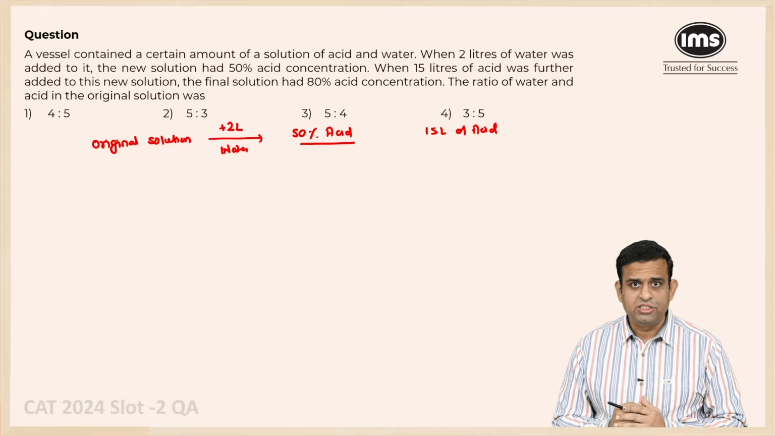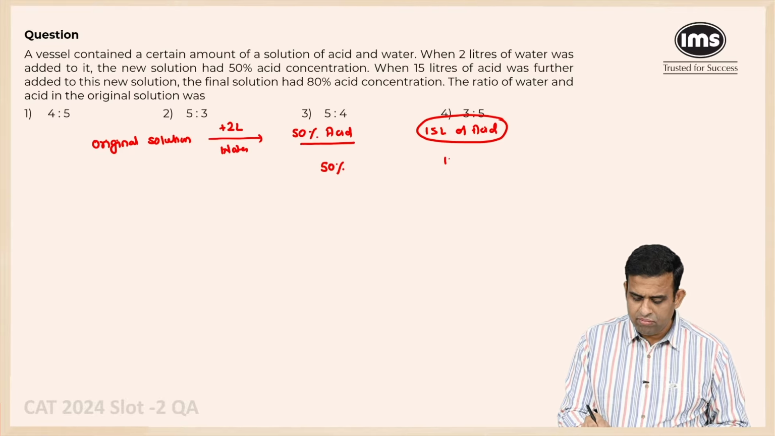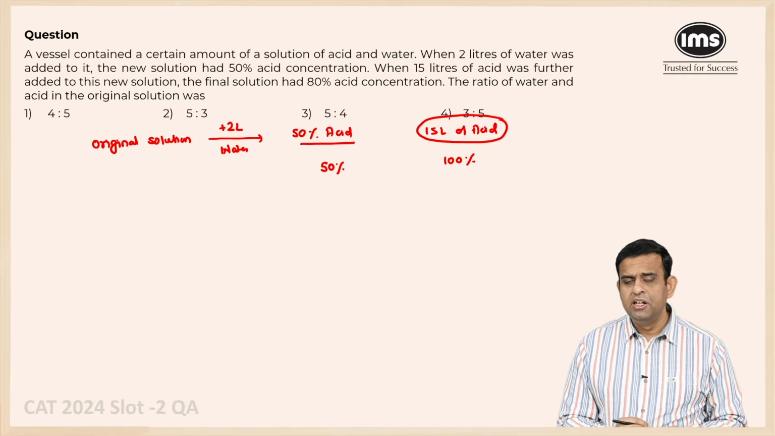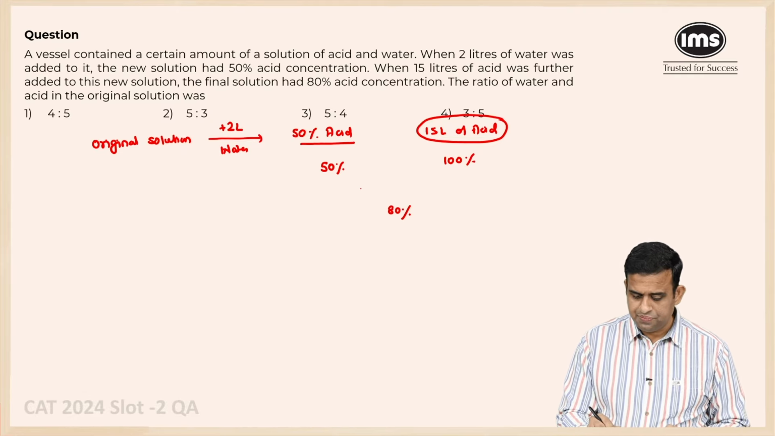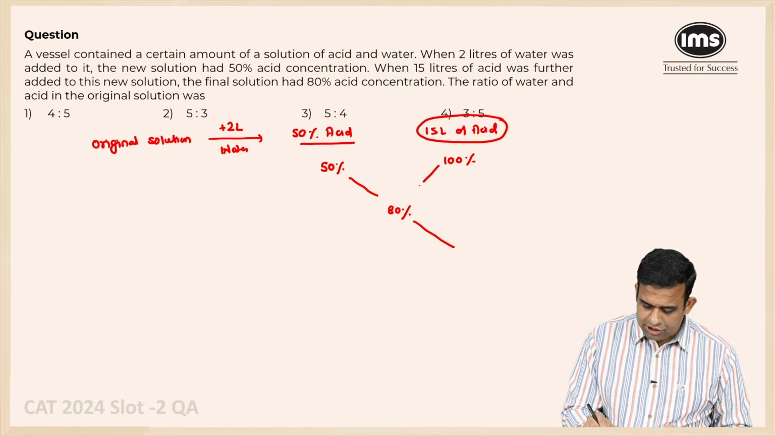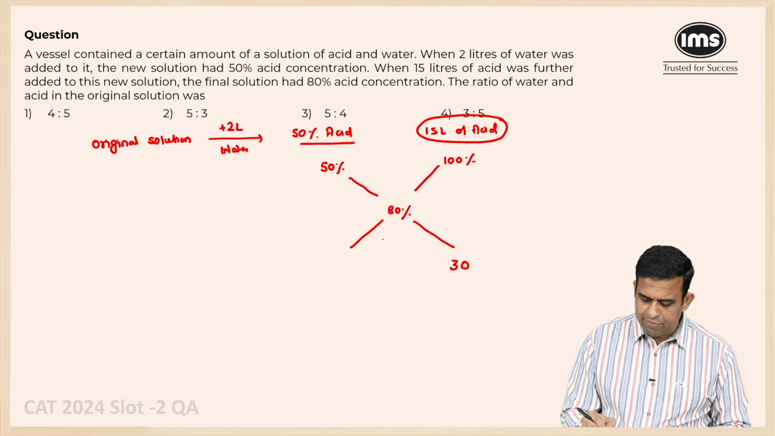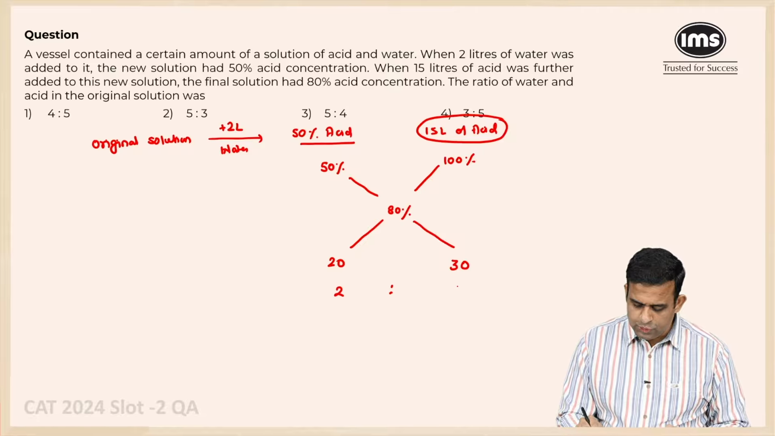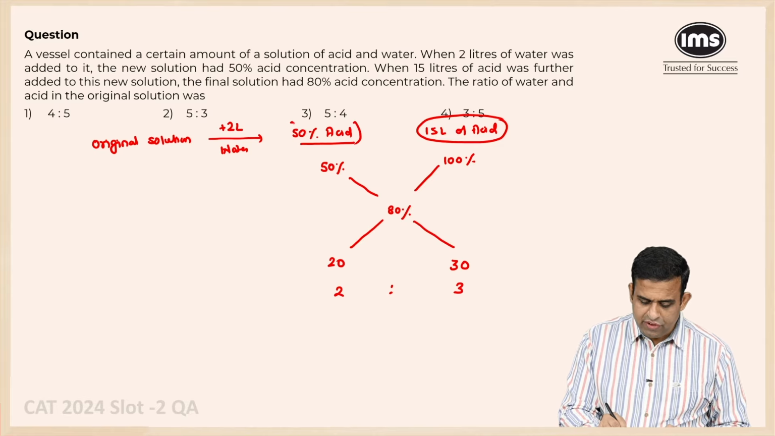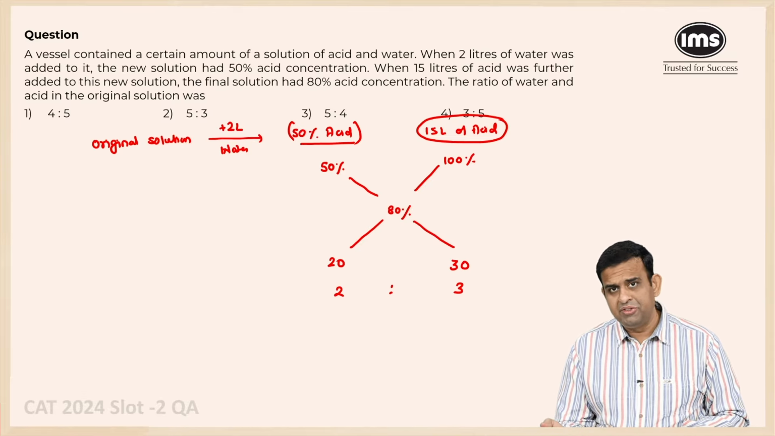So in a way, I can use the concept of allegation. So understand, this solution has an acid concentration of 50%. This 15 liters of acid, the entire thing is acid, which is 100%, and when combined, this is giving you an 80% acid solution. If I look at the required ratio, this is 80 minus 50 is 30, 100 minus 80 happens to be 20, and this is nothing but 2 is to 3. That means 2 liters of this 50% solution should be mixed with 3 liters of the acid.